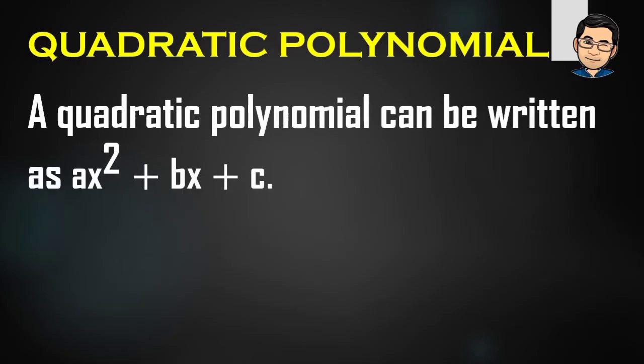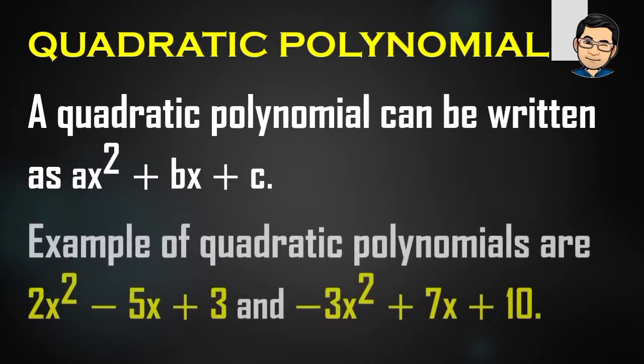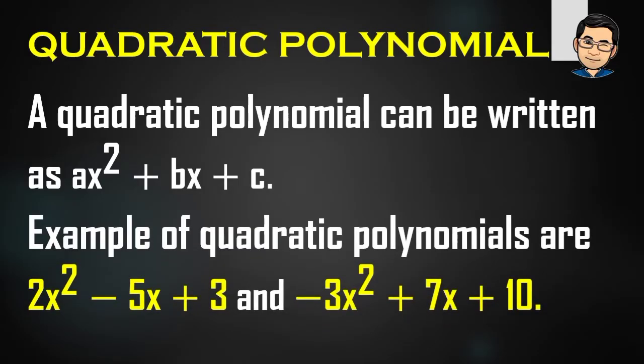Start. We have quadratic polynomial. When we say quadratic polynomial, ito yung highest degree ng given polynomial na yun ay 2. A quadratic polynomial can be written as ax squared plus bx plus c. As you can see, yung highest degree niya is 2 dun sa ax squared. Example of quadratic polynomials are 2x squared minus 5x plus 3 and negative 3x squared plus 7x plus 10. Kitang-kita nyo naman yung highest degree nilang dalawa is 2.